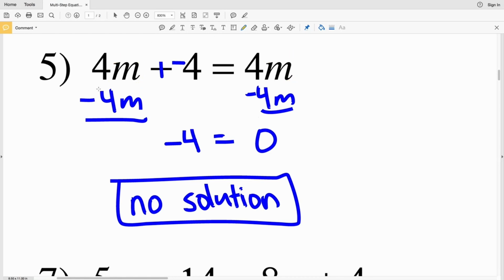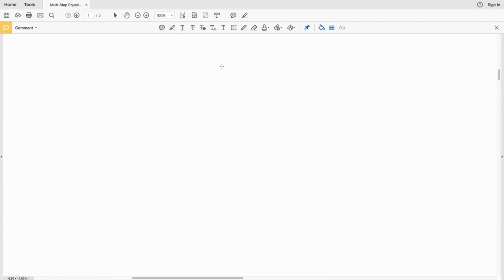You can see right off the bat, if you have 4m and you're taking away 4 from that, but you have that equaling the original starting value, that's not possible. So you can see logically that there's no solution at the very beginning without even doing any math.